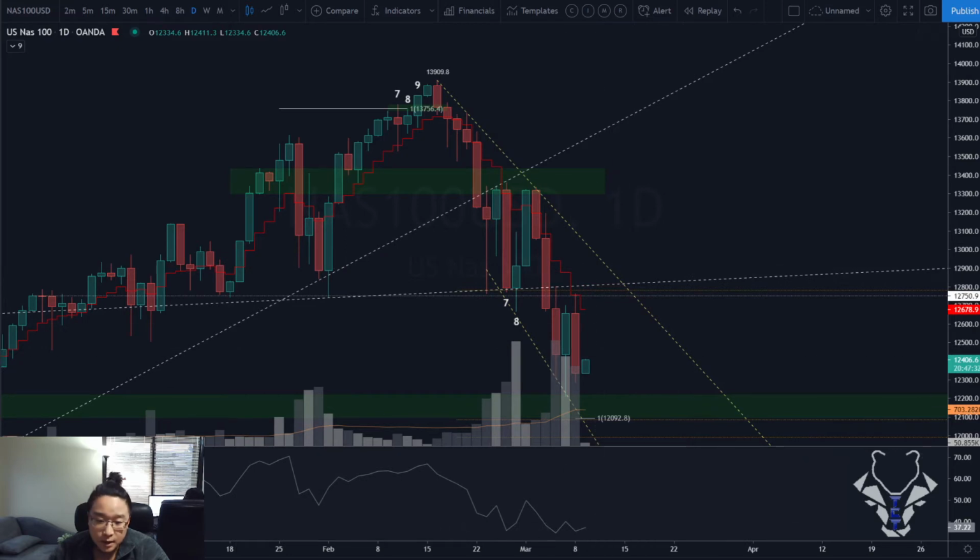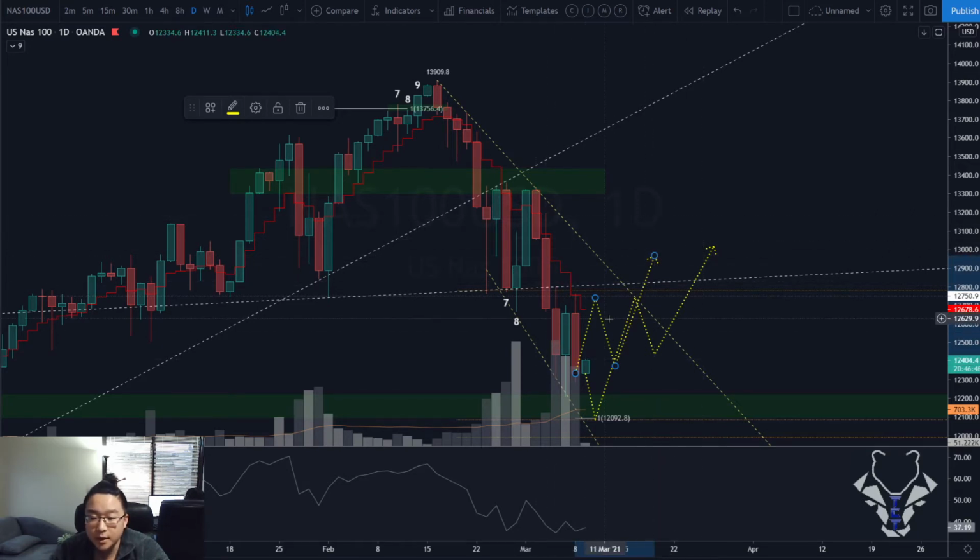The bull thesis on NAS from here: what I want to see is there's multiple ways to do this. Come up to right here, rejection, making a higher low somewhere around this key support before making a higher high. So that's one way. Another way is seeing how we're bouncing today. Let's say we go straight to 88 right here, backtest before making a higher high.